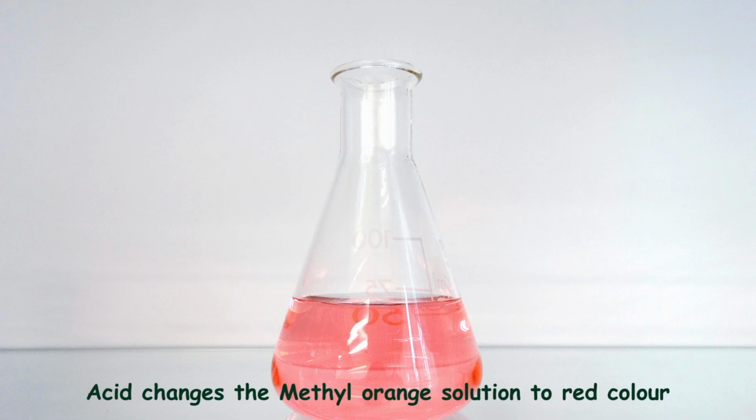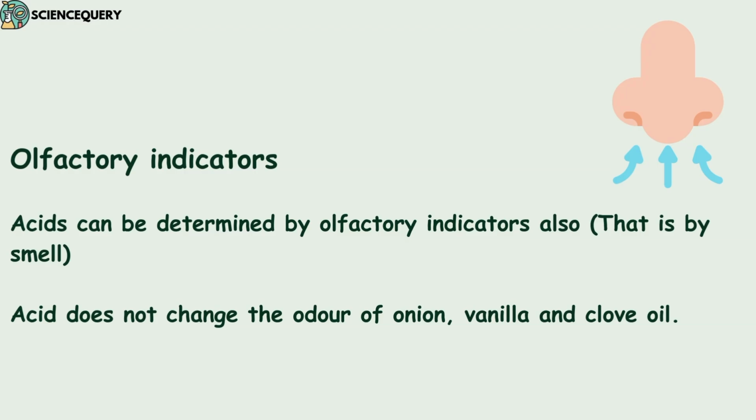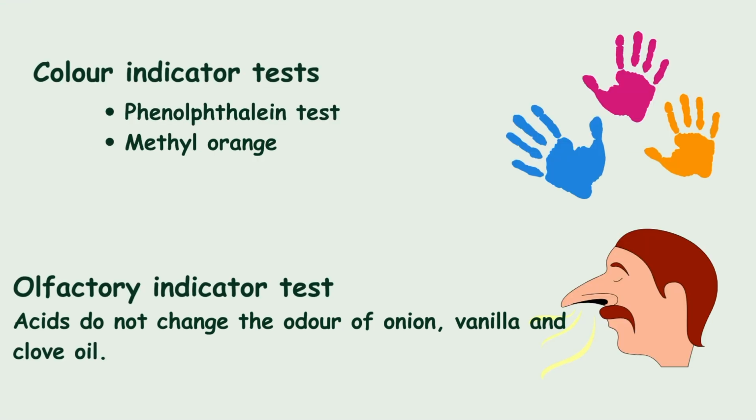Next is the methyl orange test, where the orange color of methyl orange changes to red color when it reacts with acid. Another acid indicator test is the olfactory indicator test. Here we can determine whether a compound is an acid or base by simply smelling them. Like acid does not change the odor of onion, vanilla and the clove.